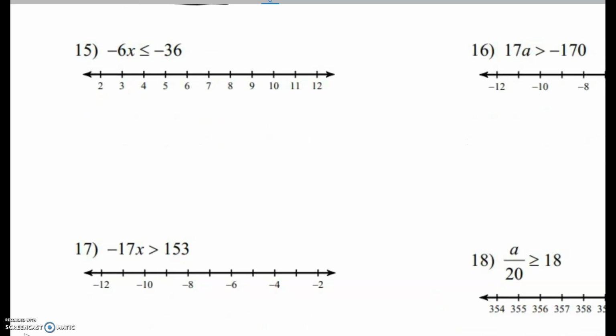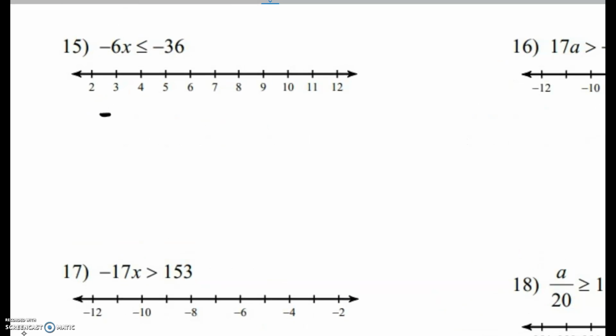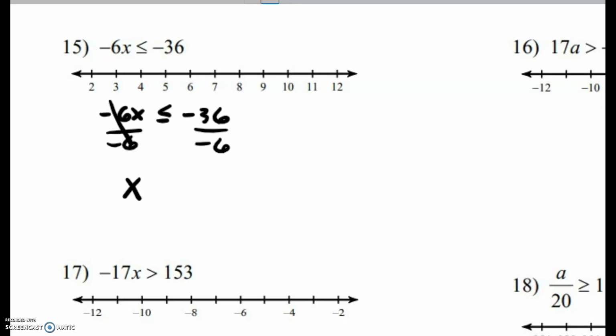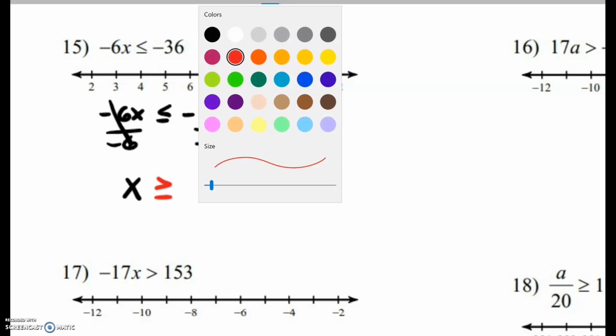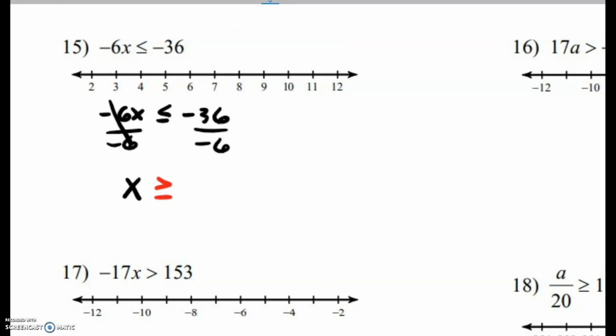Okay, question 15. So I have negative 6 times x is less than or equal to negative 36. All right, just like if it was an equation, I'm going to divide by the negative 6 to get rid of it. Negative 6 is eliminated, and now I have x. And now here's the thing that we have to remember. If you divide by a negative, the inequality symbol switches. So notice it went from a less than or equal to now a greater than or equal to.